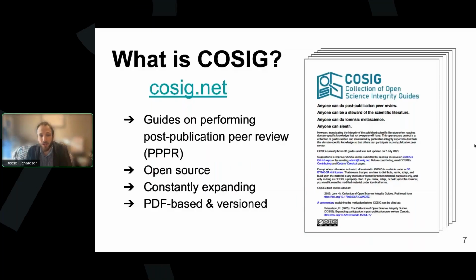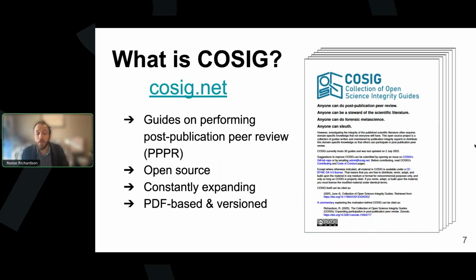I am one of COSIG's maintainers, and basically we want this to be a one-stop shop for how to identify problems in scientific articles, how to report them to publishers, and overall how to do post-publication peer review. So COSIG is immense already. We launched it earlier this year, and it has 32 guides in it on a variety of different topics. It is constantly expanding, and it comes in one big PDF if you want to read it all at once, or you can read all of these different guides on a number of topics.